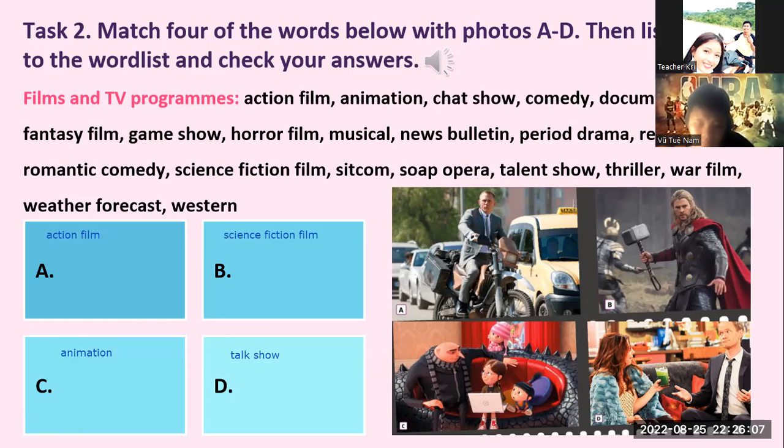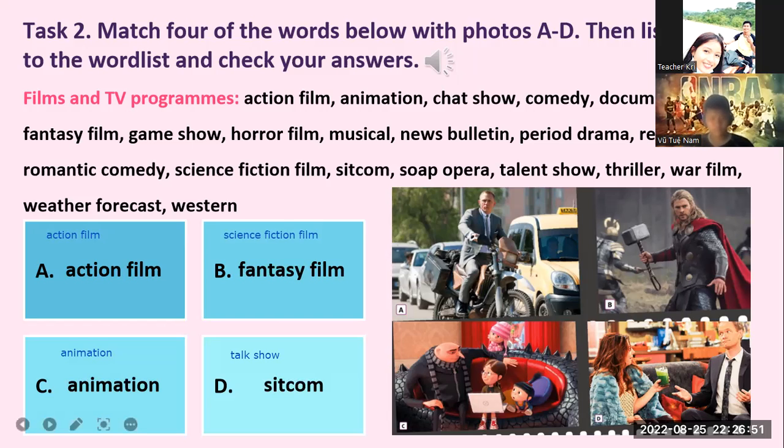Okay, are those all your answers? Now let's have letter A. Picture letter A is an action film. Okay, very good. You are correct. Now picture letter B is fantasy film, because the Thor movie is all about fantasy. That is why it is classified as fantasy film. And picture letter C is animation. Okay, very good. That is correct.